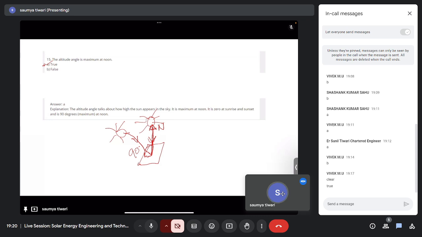And if we talk about sunrise and sunset, say this is sunrise, 6 a.m. and 6 p.m., the rays might be coming in this direction. In that case, the altitude angle will be 0 for the sunrise and sunset case. This is talking about noon, right? Hope this altitude angle concept is clear.